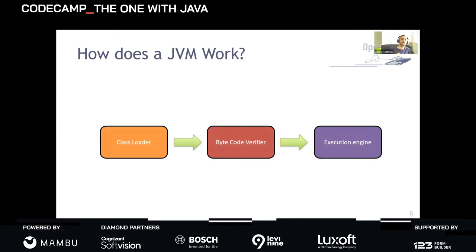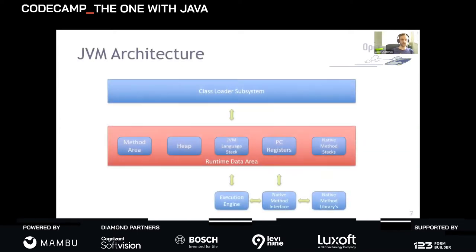So a little bit on how it works. Ignore my architectural diagrams, I have actually created all these myself. Essentially you have a class loader, which loads your classes. You have your bytecode verifier just to make sure your code makes sense. And then you have your execution engine. If we look at a JVM architecture like this, you have your class loader subsystem on the top. You generally have your runtime data area, which is used for storage of different things. And then you have your execution engine and your native method libraries.